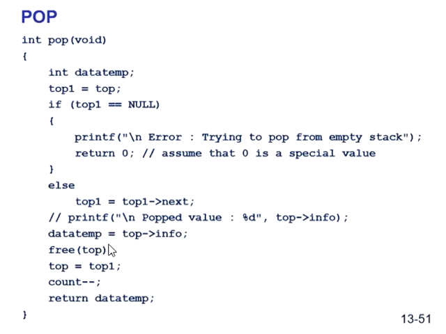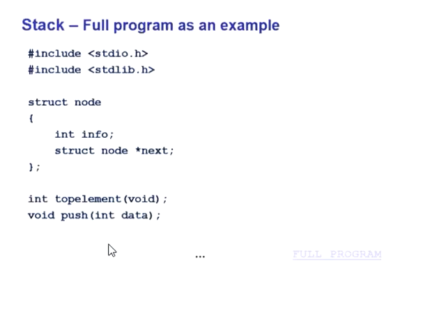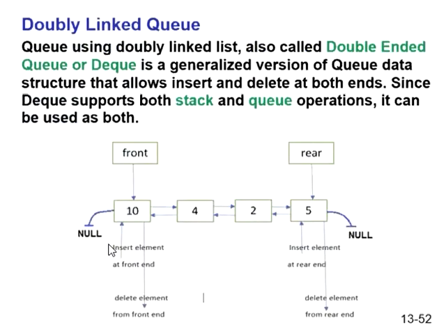Now we go to the doubly linked list, doubly linked queue. You know, when we use queues with a doubly linked list, it's also called a double-ended queue or deque. It is a generalized version of the queue data structure that allows insert or delete at both ends, so it supports both stack and queue operations. At that time, we can call them doubly linked queue, doubly linked list, doubly linked stack, or doubly linked list like queue or like stack. In fact, they are the same. Over here we have the figure for that.